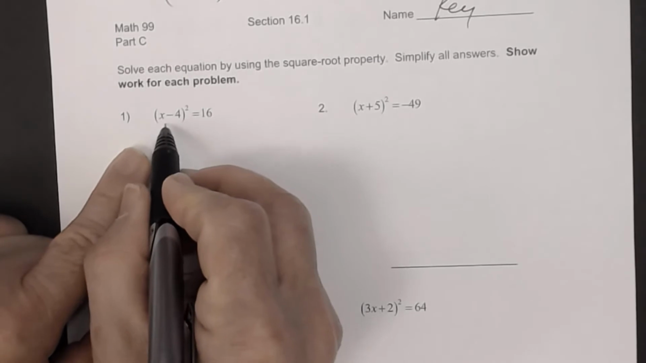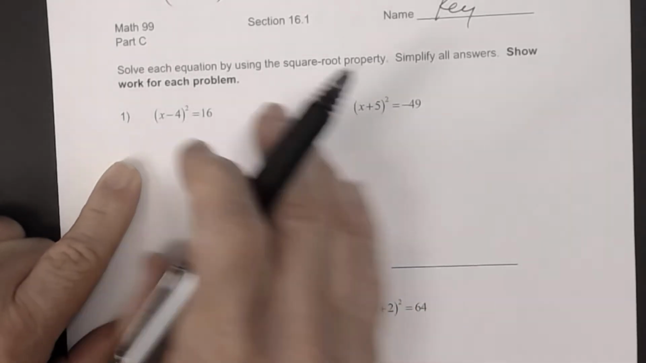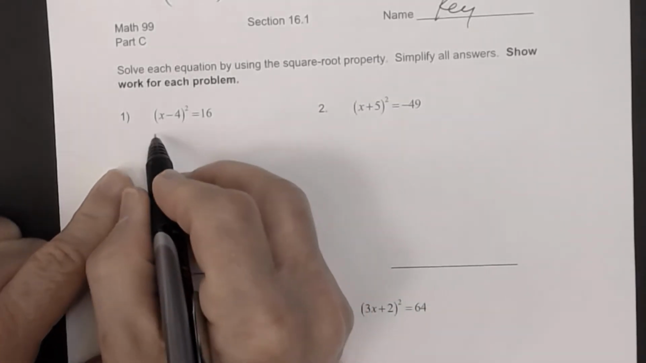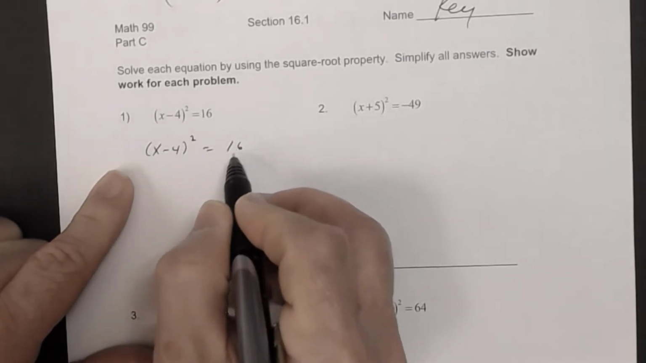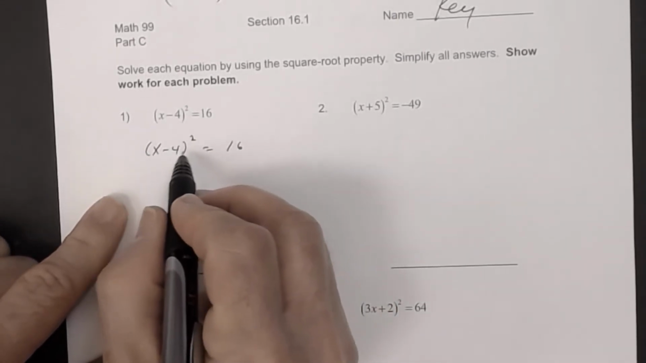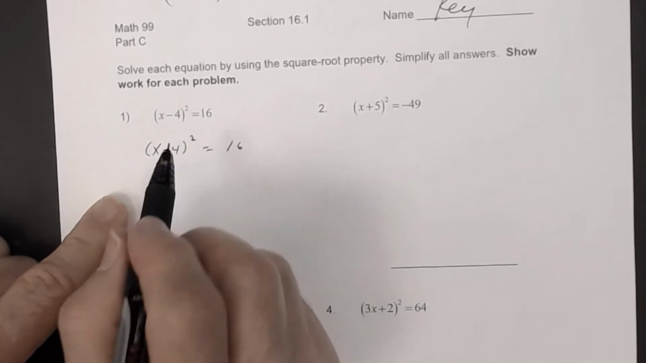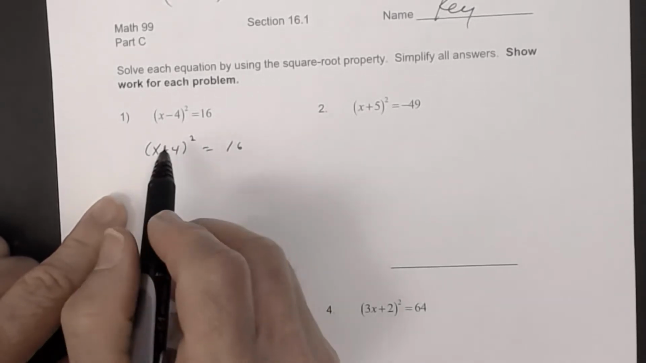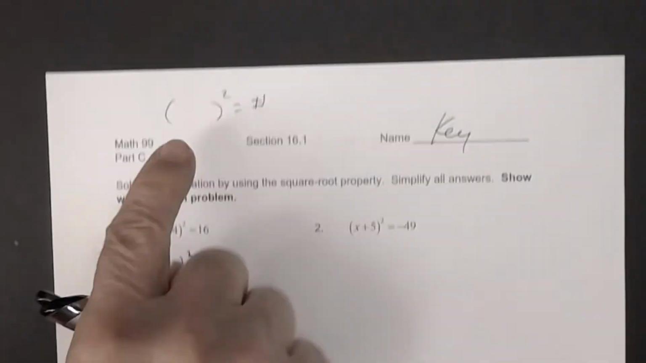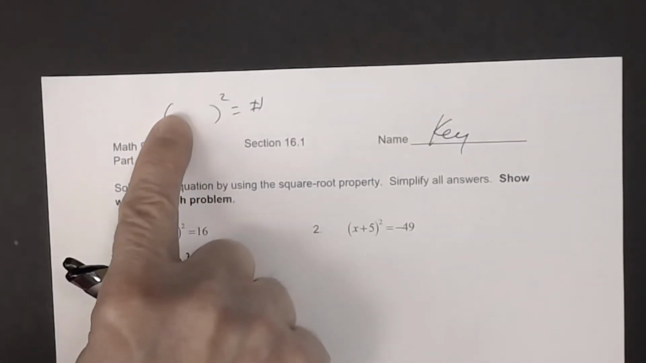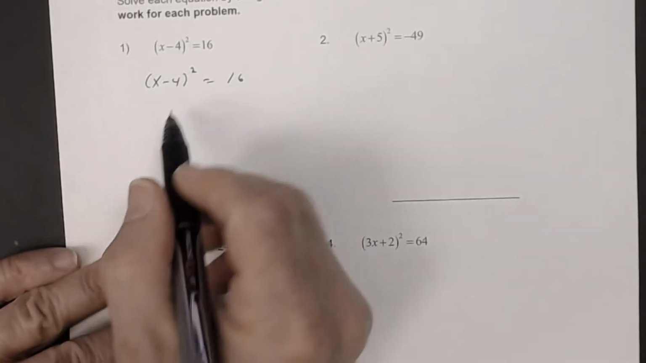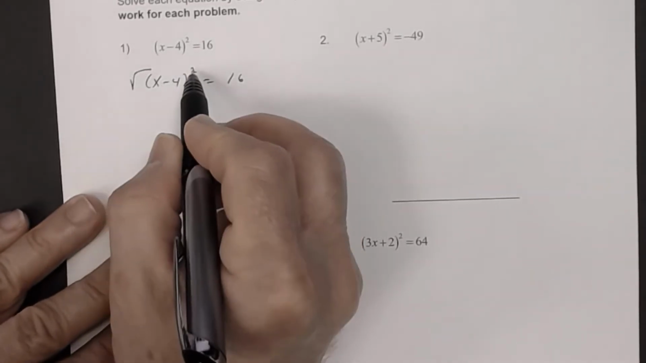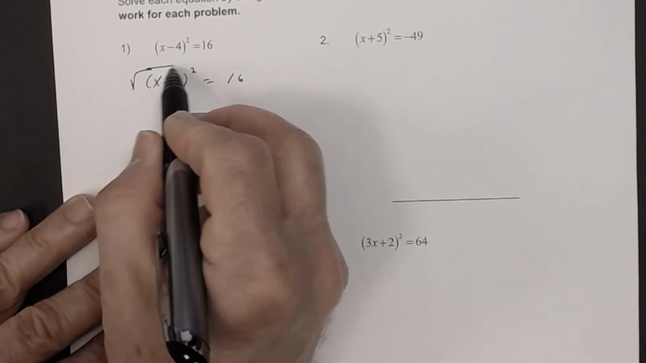So I'm going to go ahead and rewrite this over, and I may need some room, so I may use another sheet of paper. But you have x minus 4 squared equals 16. All right, so I want to solve for x, and I want to do that by using the square root property. But before I can use it, I have to have some expression squared equal a number, and I do. So I'm going to take the square root of both sides, because the opposite of squaring is to square root.